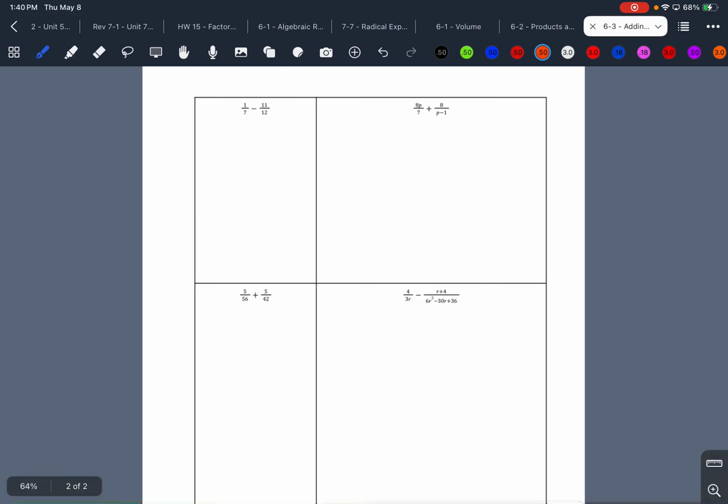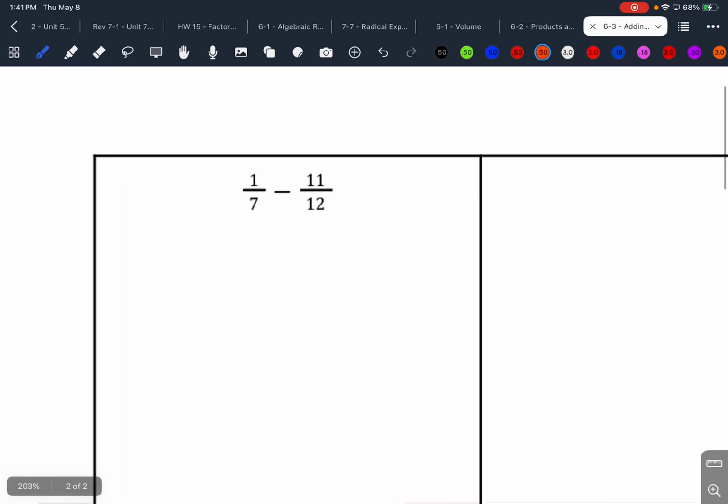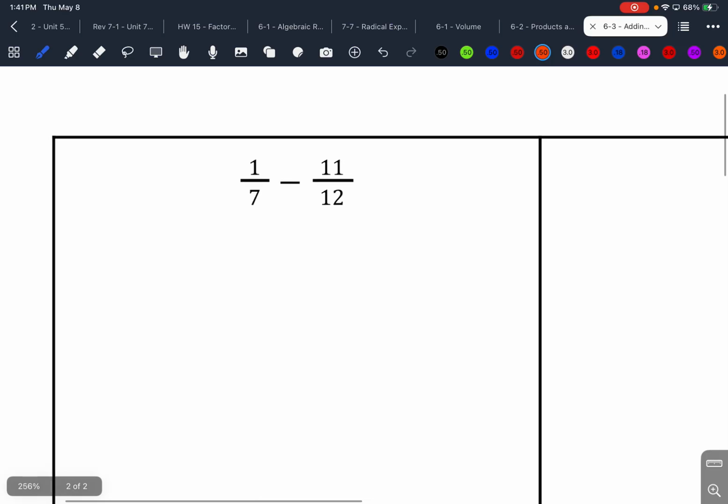So on these next ones, we're going to have things that are relatively prime. That means they have no factors in common. 7 is just 7 times 1. 12 is 2 times 2 times 3, right? So there's no factors in common. So the easiest way to do this is actually just multiply by the other thing, okay?